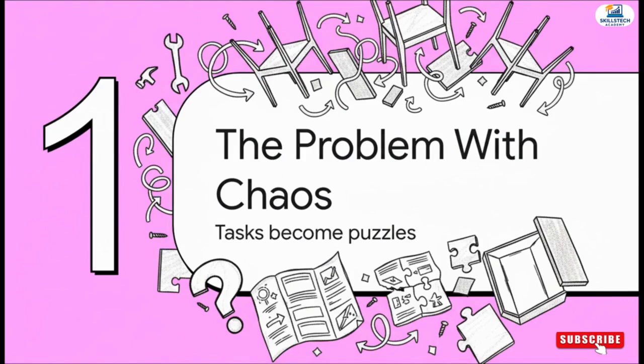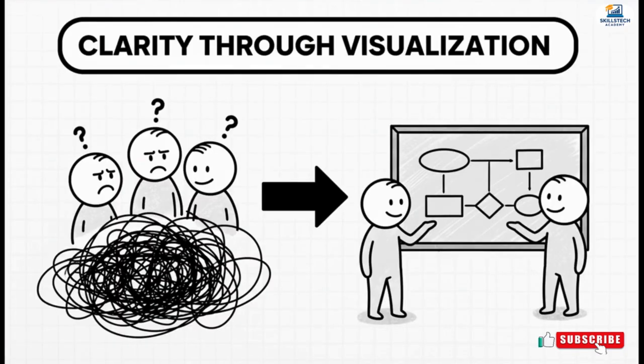When nobody understands the process, simple tasks become these complex, frustrating puzzles. Teams get out of sync, and productivity just grinds to a halt. You know, it's kind of like trying to build IKEA furniture, but the instructions are in a language you've never seen before.